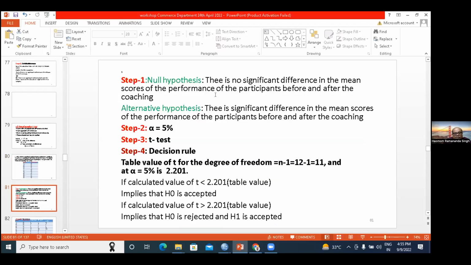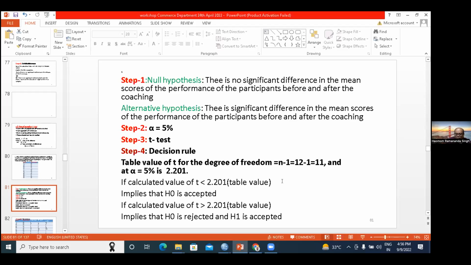Now, the null hypothesis: there is no significant difference in the mean score of the performance of the participants before and after the coaching. The alternate: there is a significant difference in the mean score of the performance of the participants before and after the coaching, at alpha 5%. Why t-testing? This is a case of before and after, and the data are metric data. Decision rule: table value of t for the degree of freedom. Here you have a related sample. The same sample you are using.